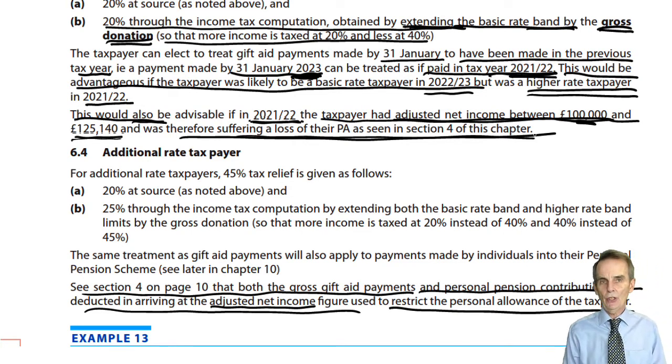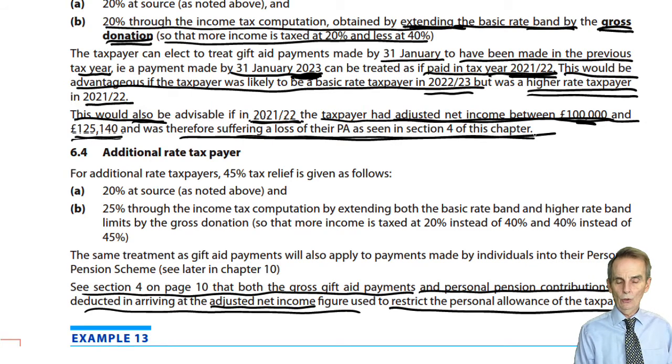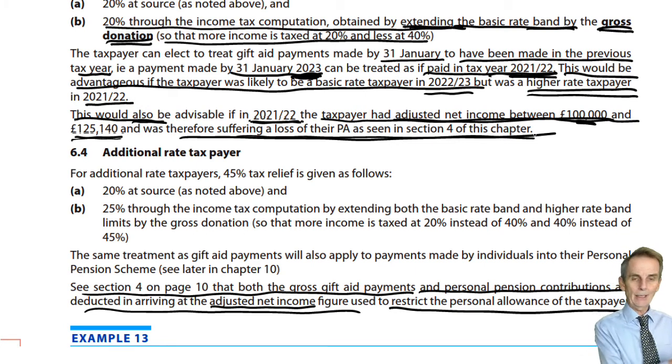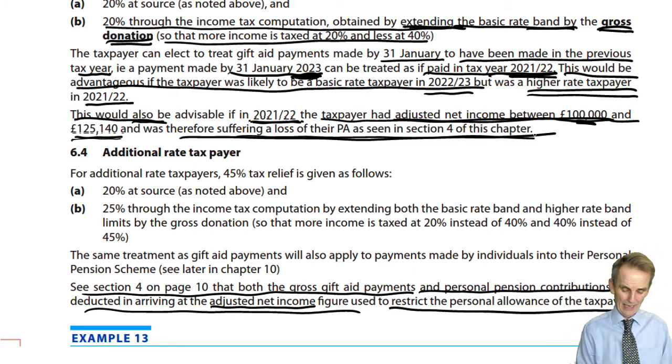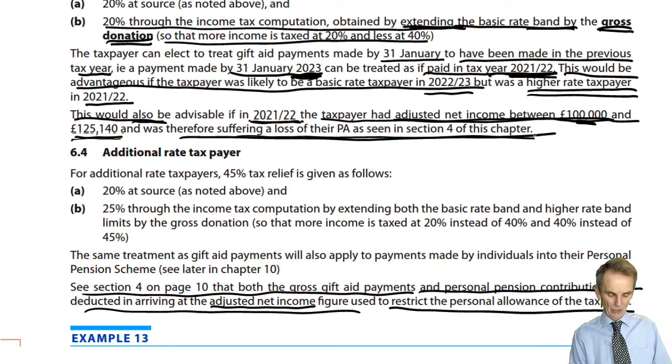If this year, 22-23, you don't have income in excess of £100,000, then the adjusted net income is a meaningless figure. Last year, it's costing you. You're having your personal allowance reduced. You don't want your personal allowance reduced. So from a planning point of view, better to take it back and treat it as having been paid in the previous tax year. So again, some planning points there for you.